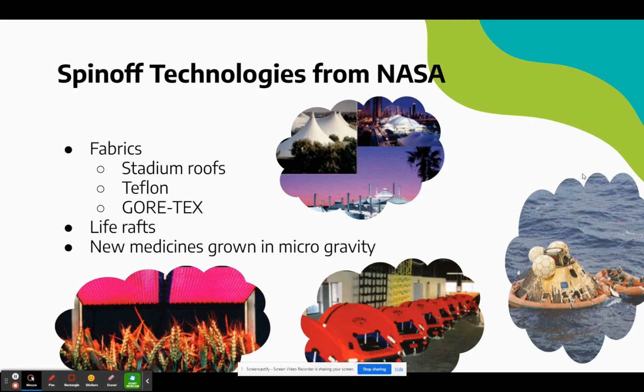In addition to that, we've got a lot of spin-off technologies from NASA. Looking at Unit 3, you focused on space and all of those things. One of the biggest things when we look at applications of aerospace technology is the use of fabrics. We had to figure out how to send stuff into space through our atmosphere and keep it together. Some of those include things like stadium roofs. Any stadium that has a fabric roof, and the Denver airport is another example of this type of roof, where you've got the Teflon and the Gore-Tex. In addition, you've got life rafts that are on all major ships, as well as new medicines that we're working on growing in microgravity.